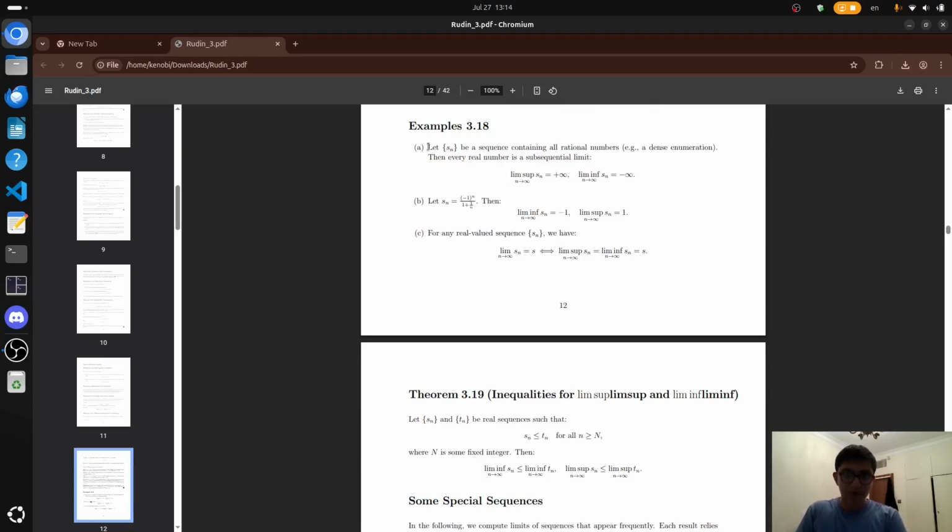Now we have examples. Let Sn be a sequence of all rational numbers. This is called a dense enumeration, basically. This sequence contains all rational numbers. Then every real number is a subsequential limit. You can take it to be plus infinity and negative infinity, because as you go up and up in the real numbers, you get plus infinity, and if you go down and down, you get negative infinity. So that's going to be lim sup and lim inf.